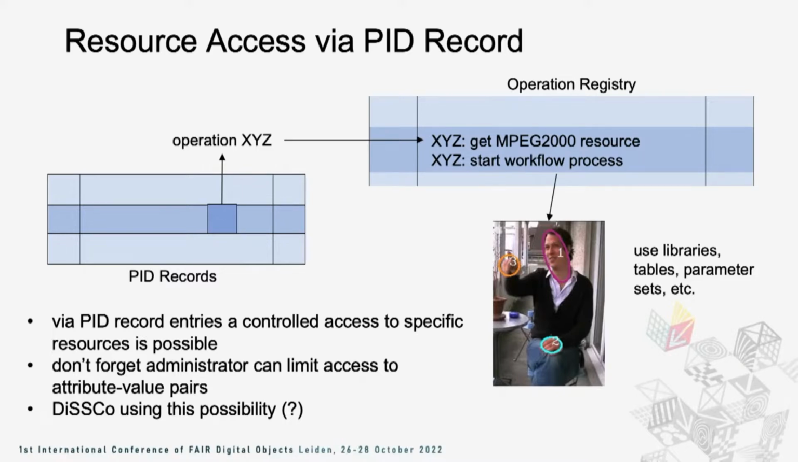That is, of course, a very nice approach for shielding, since you could be very selective in the operations you identify. And as you know, in FDOs every attribute is secured, so only those who are administering these machineries are allowed to change things. So it's a secure way. You could have an operation somewhere in a registry and start, say, get an MPEG 2000 or whatsoever, or start the workflow process. So that's one way.